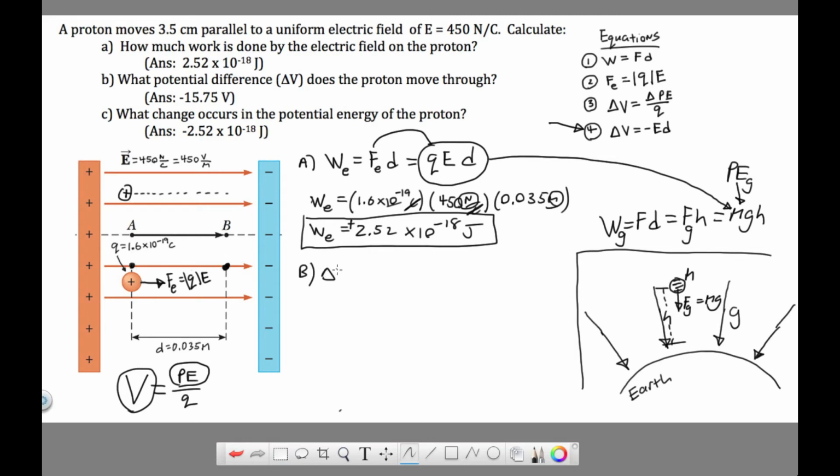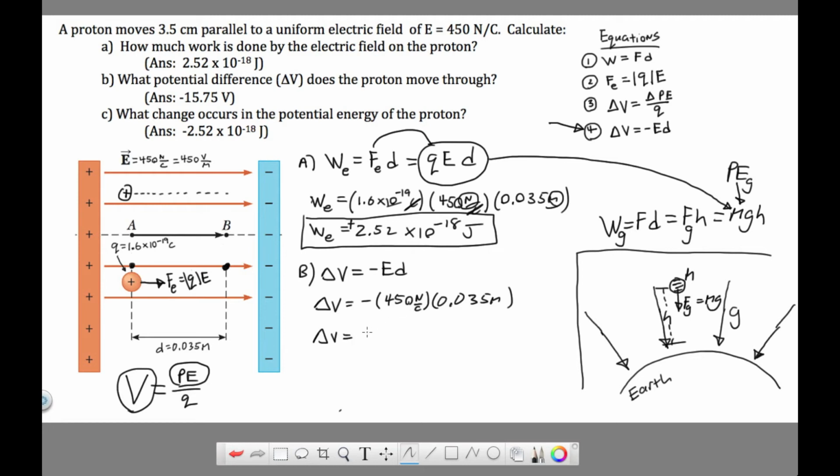So the equation is delta V, the potential difference, is equal to negative ED. And I should also mention, the only time you can use this equation is when the electric field is uniform or constant, which means you're between oppositely charged parallel plates. All right, so the potential difference is going to be negative. The electric field is 450 Newton per coulomb, and the distance between the 2 points is 0.035 meters.